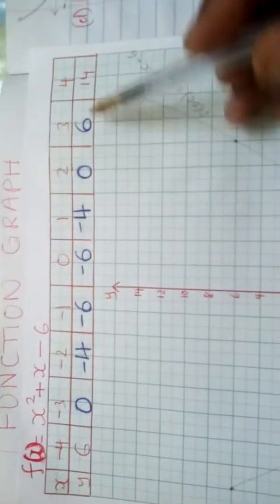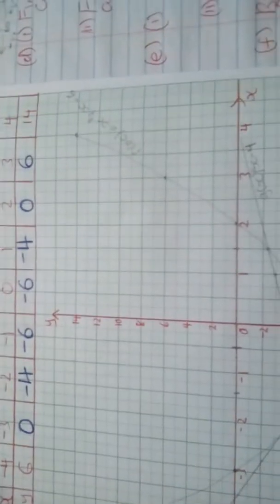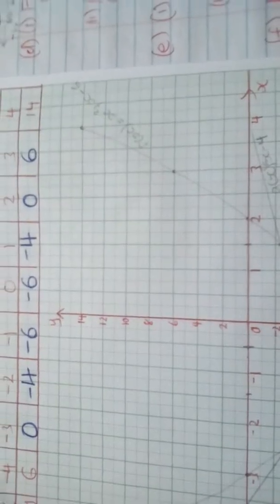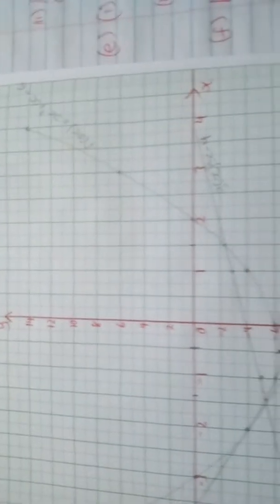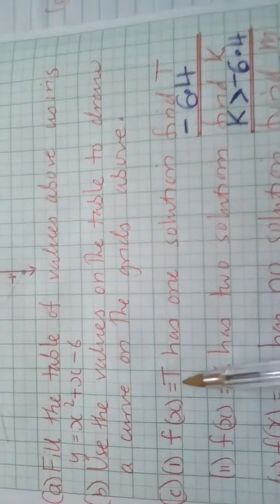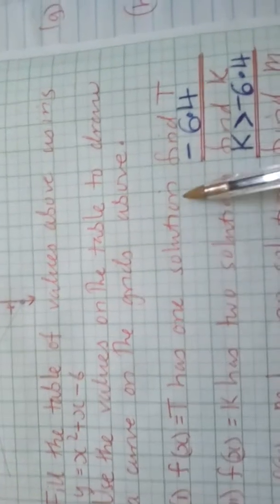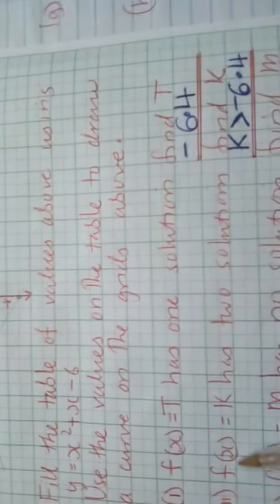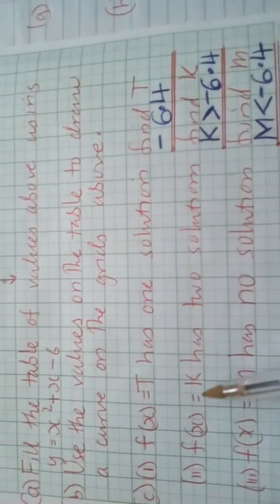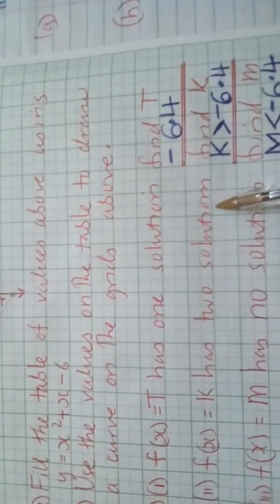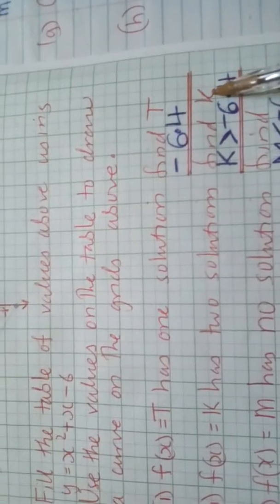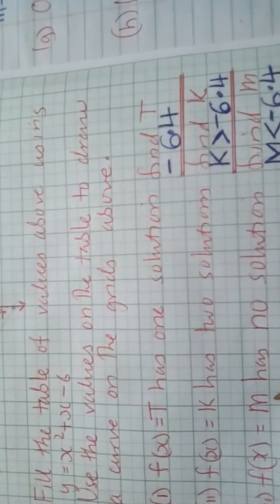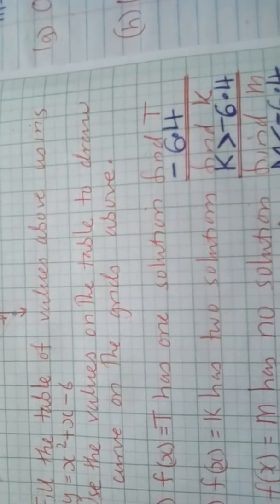Now, we have the points on the table and we have already drawn the graph. What is next? How do we answer questions? Let's start from C, Roman 1. f(x) = t has one solution, then we are supposed to find the value of t. In the same case, f(x) = k has two solutions, then we are supposed to find the value of k. And f(x) = m has no solution.